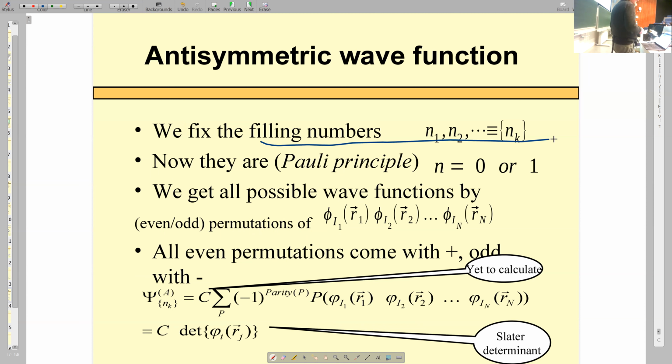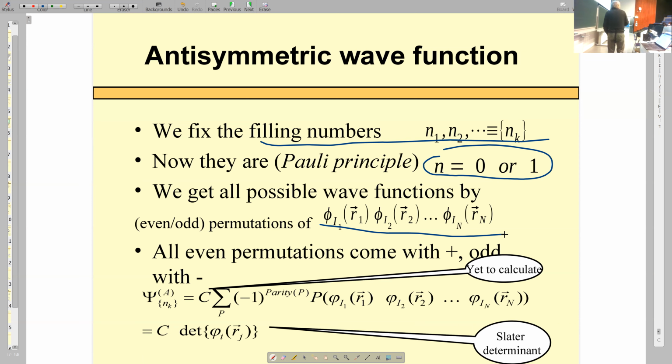But owing to the Pauli principle, I hope everybody understands this, it's either 0 or 1. One cannot make an antisymmetric wave function with, say, two particles in the same level. It will be 0. So one state, one fermion. We get all possible wave functions by starting with one, putting particles into these levels, these boxes, and then we make permutations.